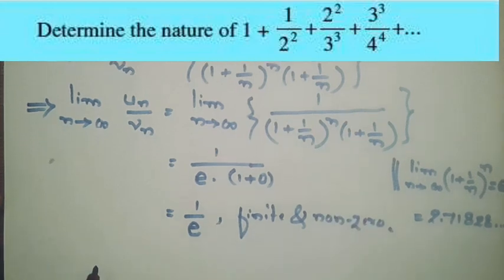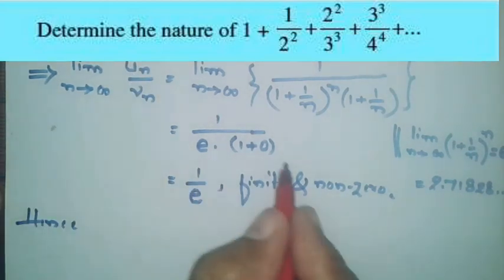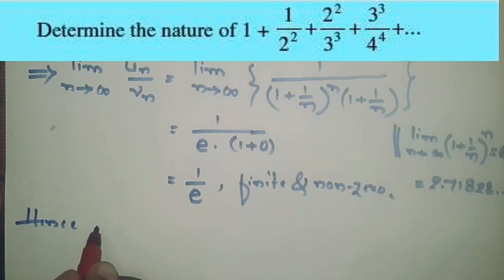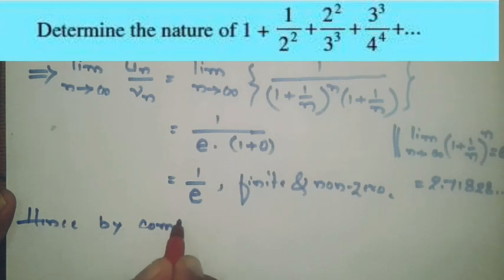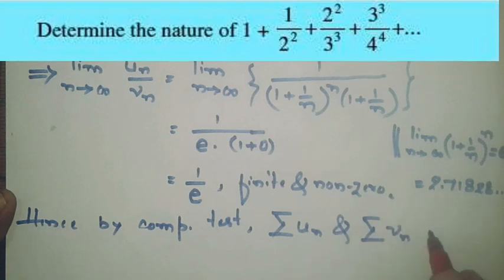So as per the comparison test, when this limit is finite and non-zero, we can say that by comparison test, summation un and summation vn, the two series, behave alike. Summation un is the given series, summation vn is the series which we have selected. The meaning is that their nature is the same, they behave alike.